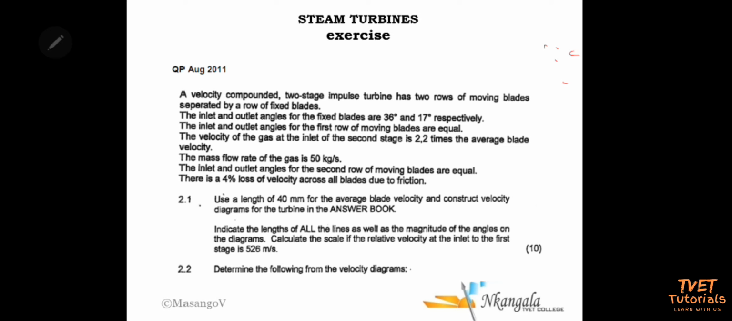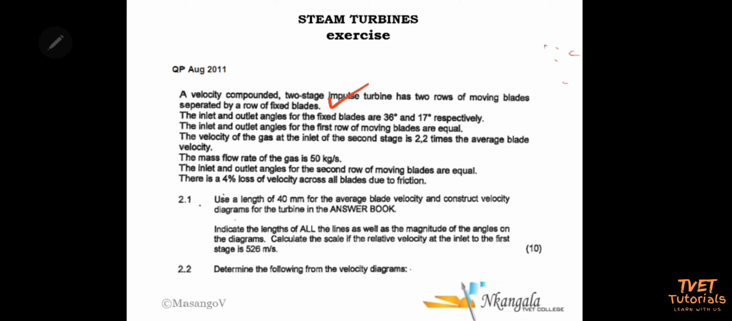the given data. So the statement reads, a velocity compounded two-stage impulse turbine has two rows of moving blades separated by a row of fixed blades. That is standard. This is the type of turbines we are dealing with. The inlet and outlet angles of the fixed blades are 36 and 17 degrees. So the fixed blades, sometimes called the stationary blades, are the blades that are in between the two moving blades. Their function is to redirect the direction of the steam.